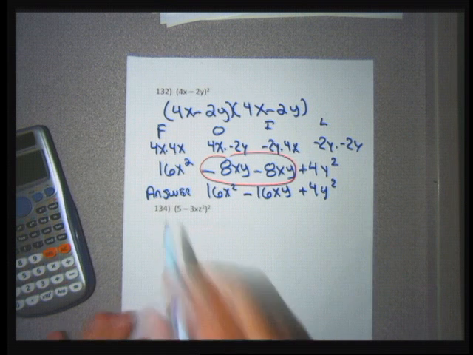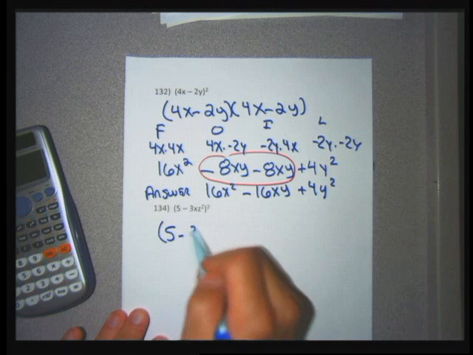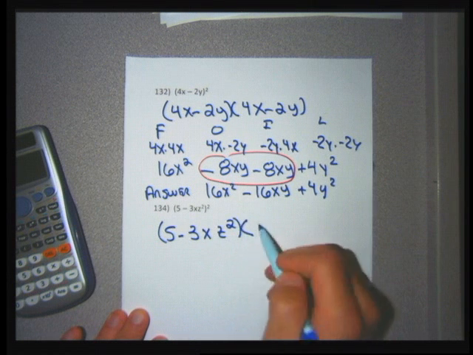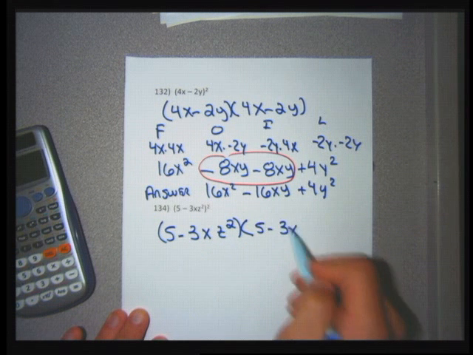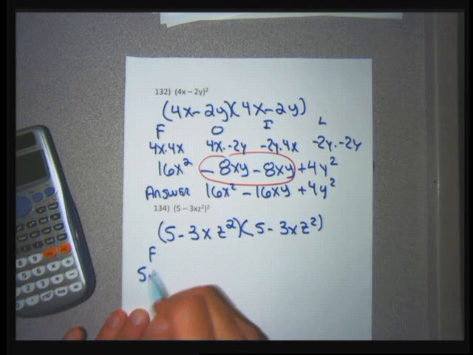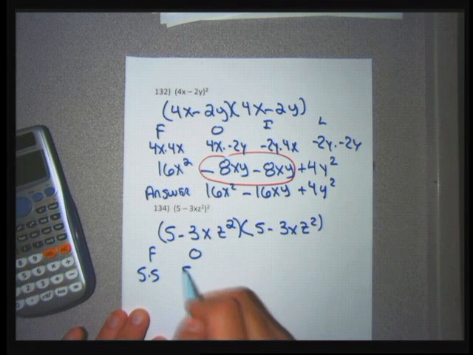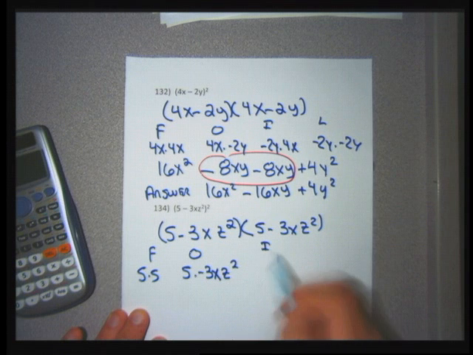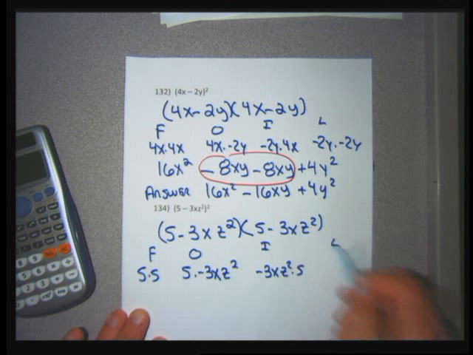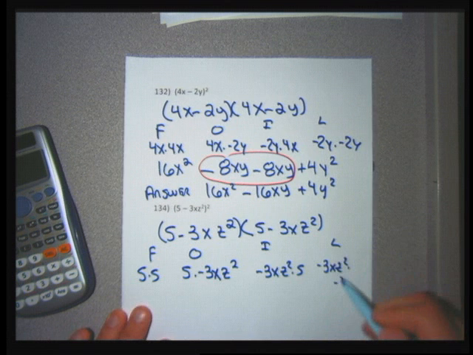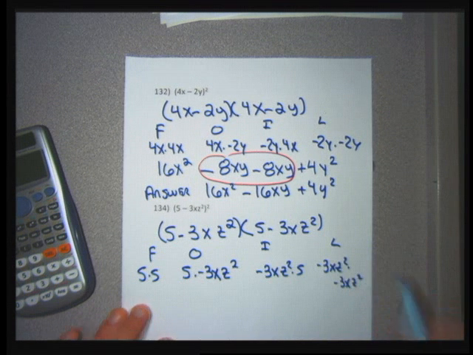134, horrible problem, but I'm just going to write it without the square. So I'm going to get 5 minus 3xz squared times 5 minus 3xz squared. Firsts, 5 times 5. Outers, 5 times minus 3xz squared. Inners, minus 3xz squared times 5. Lasts, minus 3xz squared times minus 3xz squared.